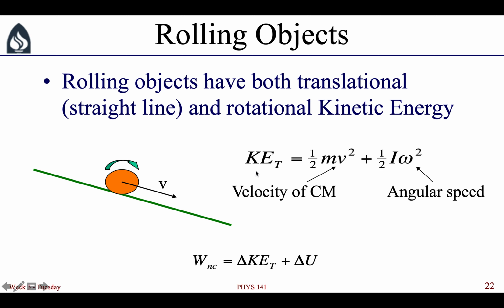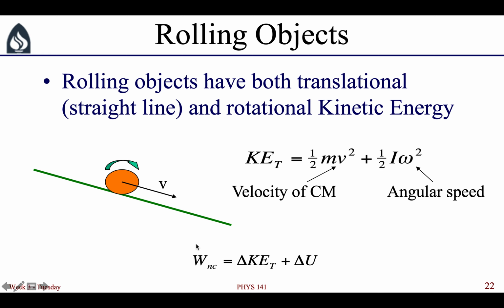So if you want to find the kinetic energy of a rolling object, you have to add together the translational kinetic energy, which is the kinetic energy of its movement from one spot to another. So here the v refers to the velocity of the center of mass, plus 1/2 I omega squared for the rotational kinetic energy. And so when you do problems where you can conserve energy, both of these types of kinetic energy must be taken into account.